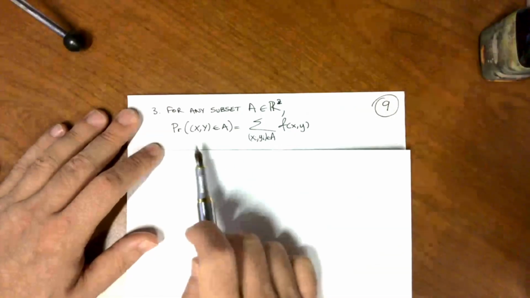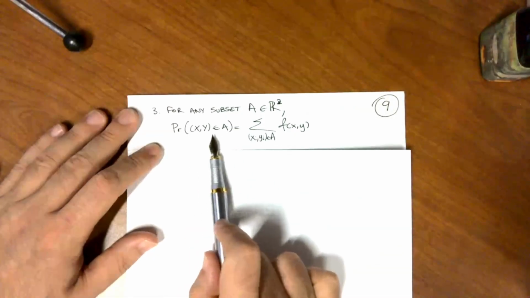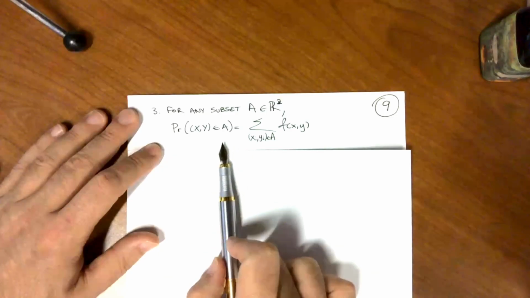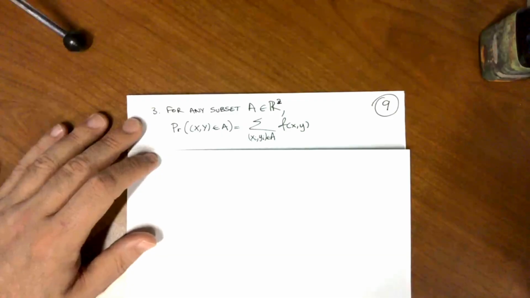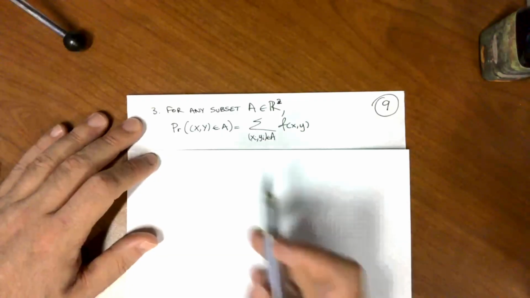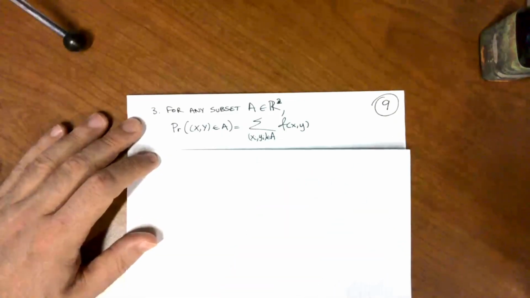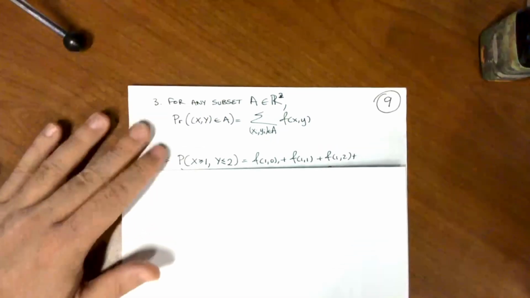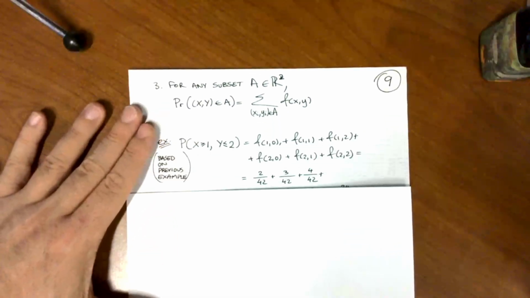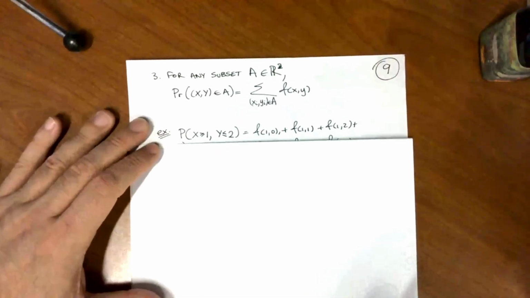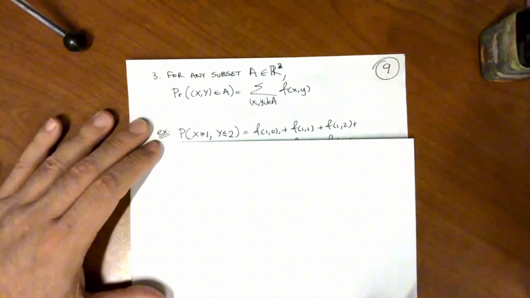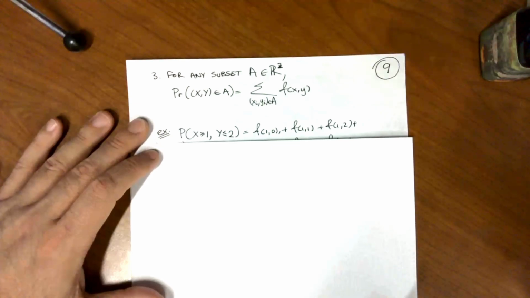So the probability that a pair of values falls in that A subset is simply going to be the sum of your PMF values for the x and y pairs that fall in that subset. So what does that actually mean? Here's an example. You can ask the question of what is going to be the probability that x is going to be greater or equal to 1 and y simultaneously is going to be less or equal to 2.